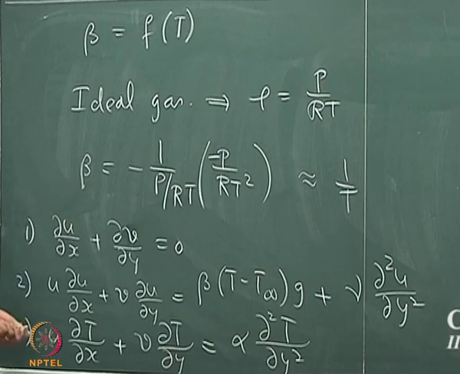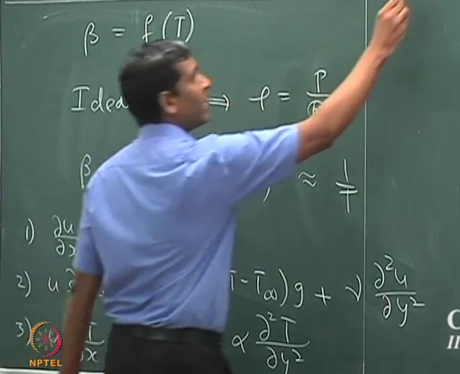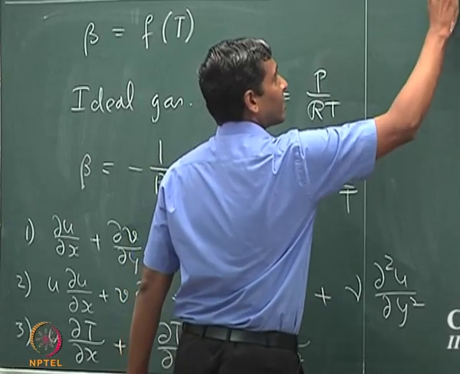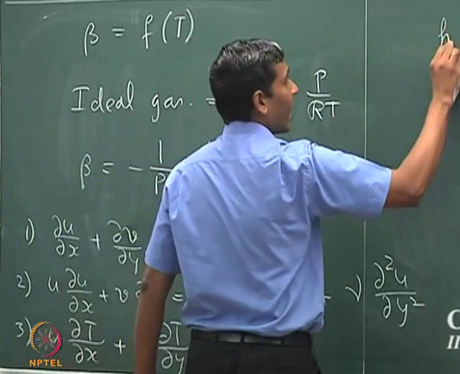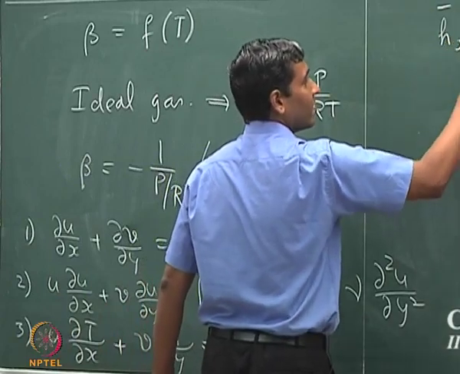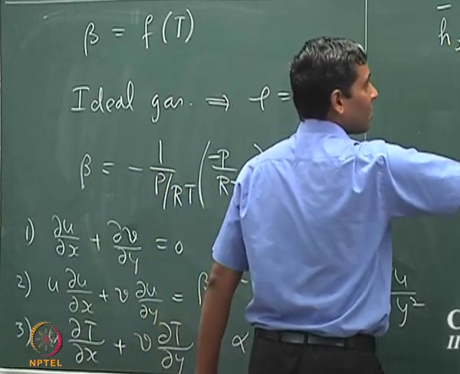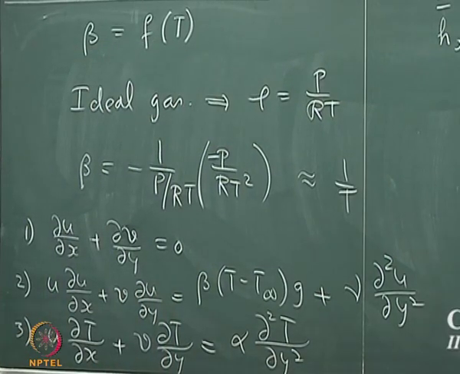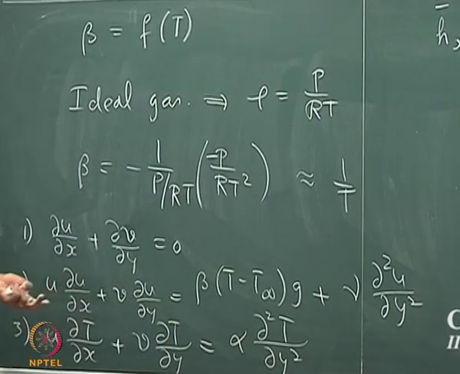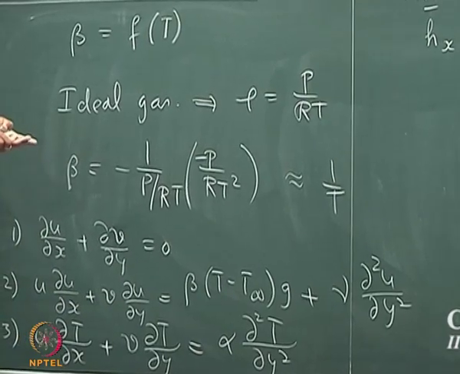So, we need to find a way to solve this set of expressions in order to find the heat transport coefficient. Remember that the objective is to find the local heat transport coefficient, and of course, the average heat transport coefficient either at any length or based on the length of the full plate. That is the objective. So, we have to solve some of these equations in order to find the heat transport coefficient.